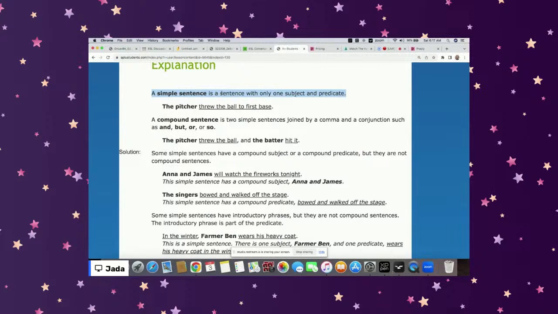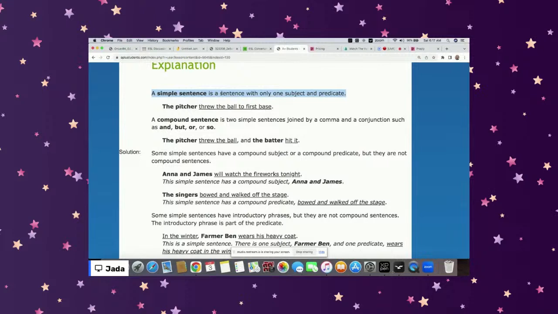Now, a simple sentence does not have any comma or anything in the sentence. It's just a standalone sentence with the subject and the predicate. For example, Judy is heading to school right now. Okay, so Judy is the subject, and then heading to school is the predicate. So simple sentence, it's only one sentence with subject and predicate.